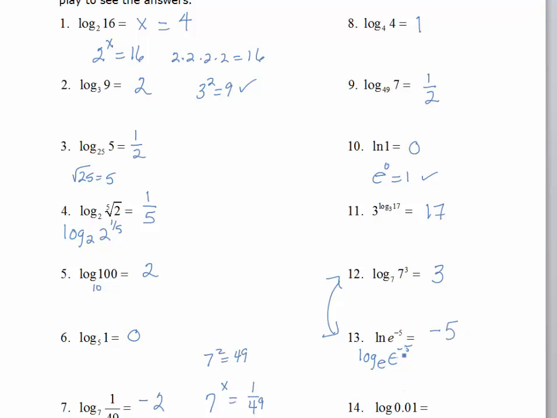The last one, 10 to what power gives me, remember the base is 10. I'm looking for 10 to some power. It's going to give me 0.01, which is really 1 over 100. So I know 10 squared gives me 100, but I want 1 over 100, so I want negative 2.